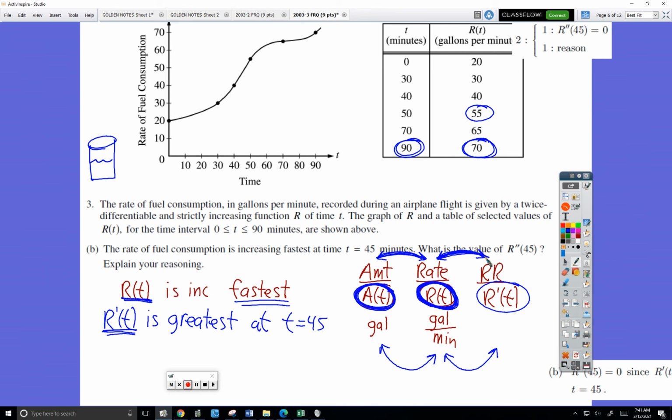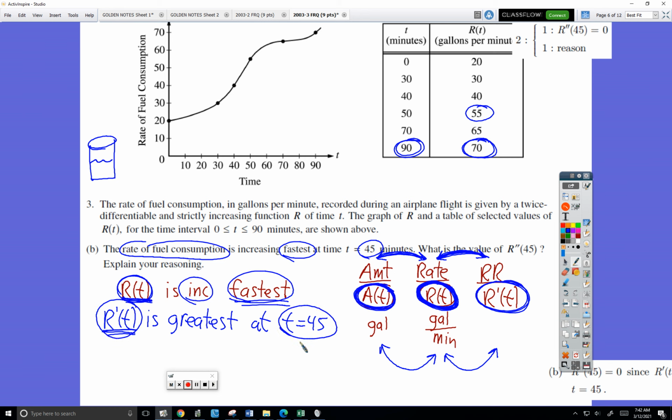So they're doing the same thing, but between these two. They're saying, okay, at time equal 45, that's the moment when this rate is going up fastest. Well, this tells me how fast this will change. So, therefore, if this is going up fastest at time equal 45, that means R prime has its greatest value at time equal 45.